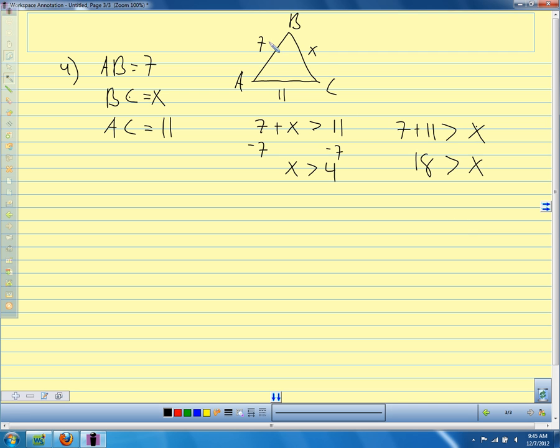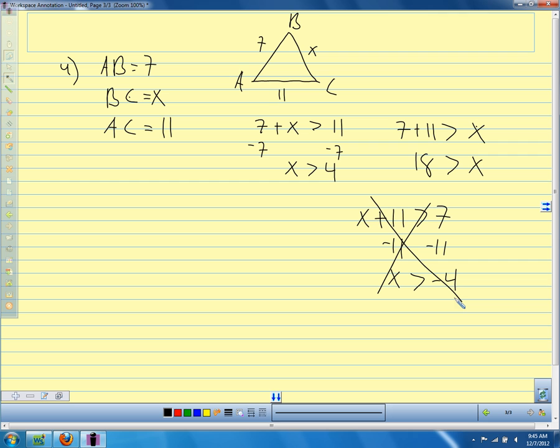And if I use the other two sides, if I say x plus 11, I just want to show you if you do these problems and it turns out this way. If I write x plus 11 is greater than 7, and I subtract 11, I get x is greater than negative 4. Well, I can't have a negative side length, so I'm just not going to worry about this. If you get something negative, just don't worry about that inequality. So I'm going to cross that one out because we can never have a negative side length.